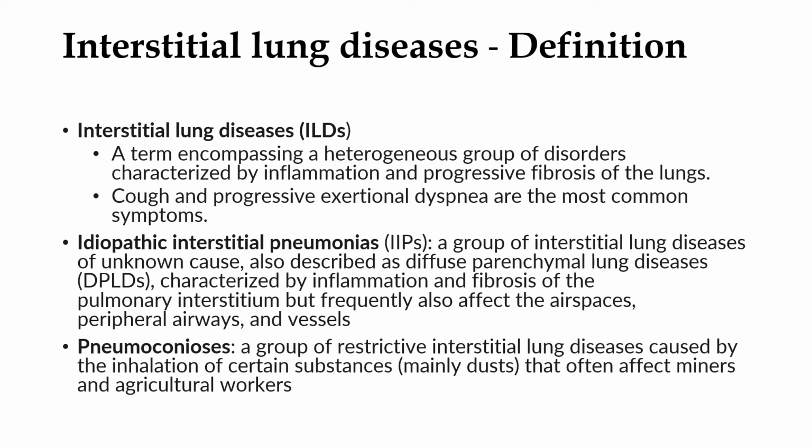IIPs, a group of interstitial lung diseases of unknown cause, also described as diffuse parenchymal lung diseases, DPLDs, characterized by inflammation and fibrosis of the pulmonary interstitium, but frequently also affect the air spaces, peripheral airways, and vessels. And pneumoconiosis, a group of restrictive interstitial lung diseases caused by the inhalation of certain substances, mainly dusts, that often affects miners and agriculture workers.